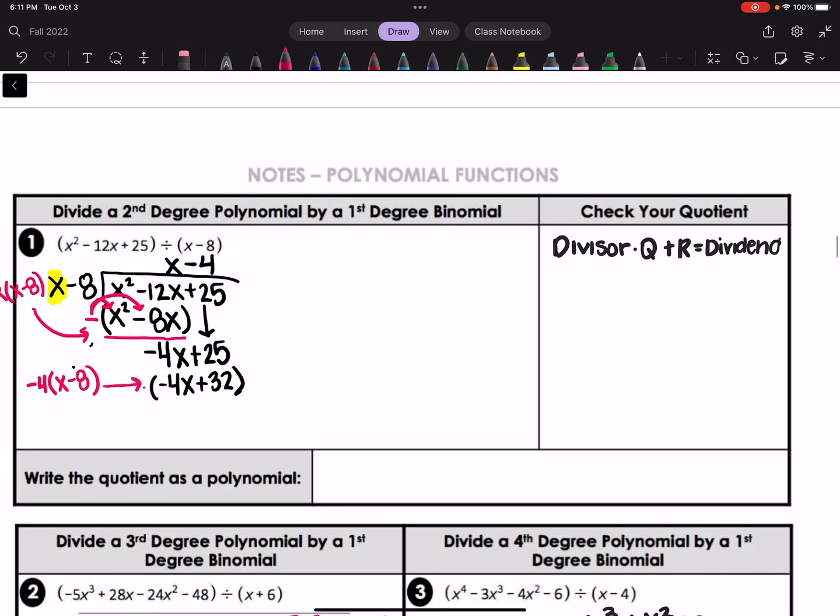Just like before, I need to subtract the entire binomial. So I'm going to put my minus sign on the outside to remind myself that I need to distribute it into the entire polynomial. I'm going to distribute and distribute. So my 4x's are going to cancel, eliminating that term. So I get 0x left over, and then I have 25 minus 32, which is negative 7. If I try to divide by my x again, x can't go into negative 7. So in this case, negative 7 becomes my remainder.